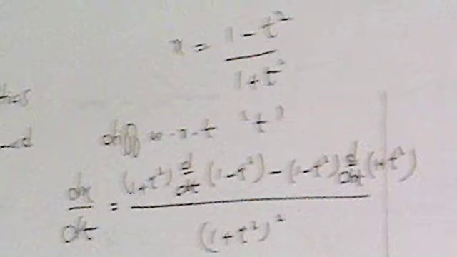Now in this question we prove y dy by dx plus x is equal to 0. We have the value x is equal to 1 minus t square over 1 plus t square. We apply the quotient rule, n over d. We put these values in n and d, and here we differentiate with respect to t because we have the right hand side with variable t.